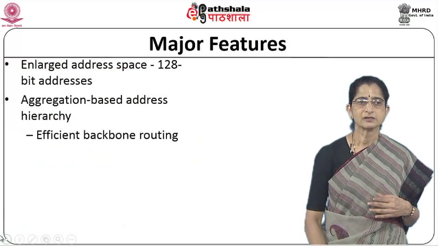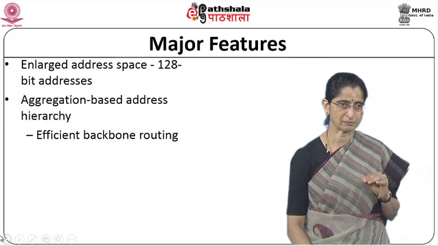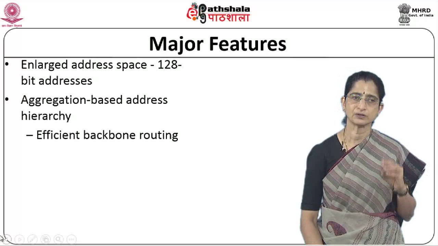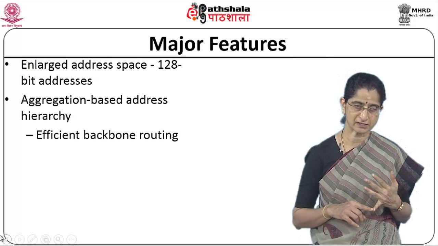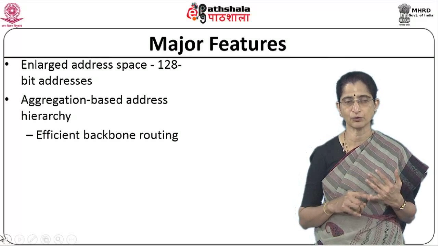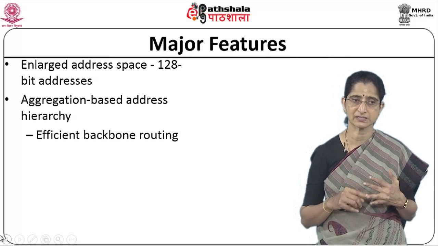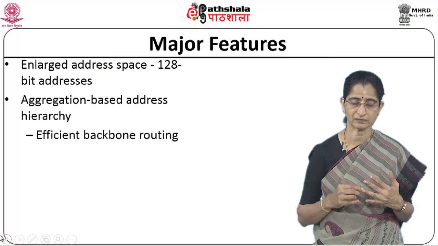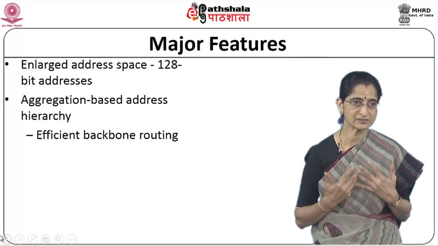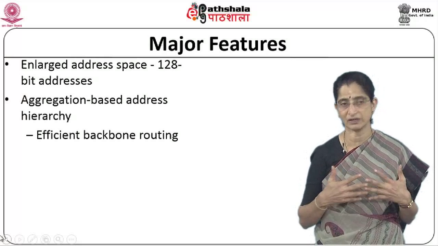The major features of IPv6 are a number of things that we need to understand. The first one, of course, is that it has an enlarged address space. How enlarged is it? We had a 32-bit address space in IPv4. Now, it is a 128-bit address space in IPv6, which means you are talking about 2 to the power of 128 different addresses. You can see that it is a very, very large number.